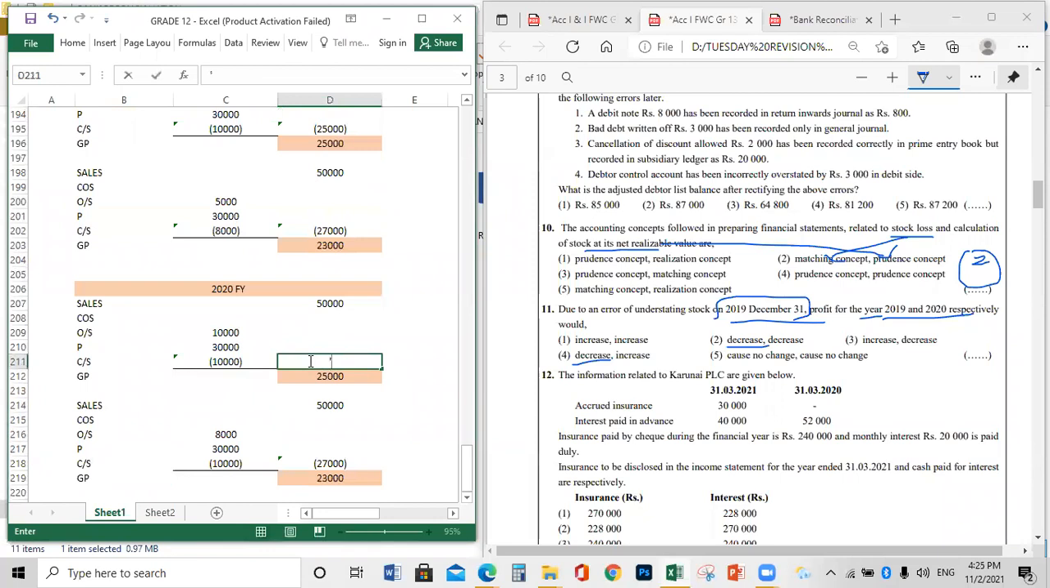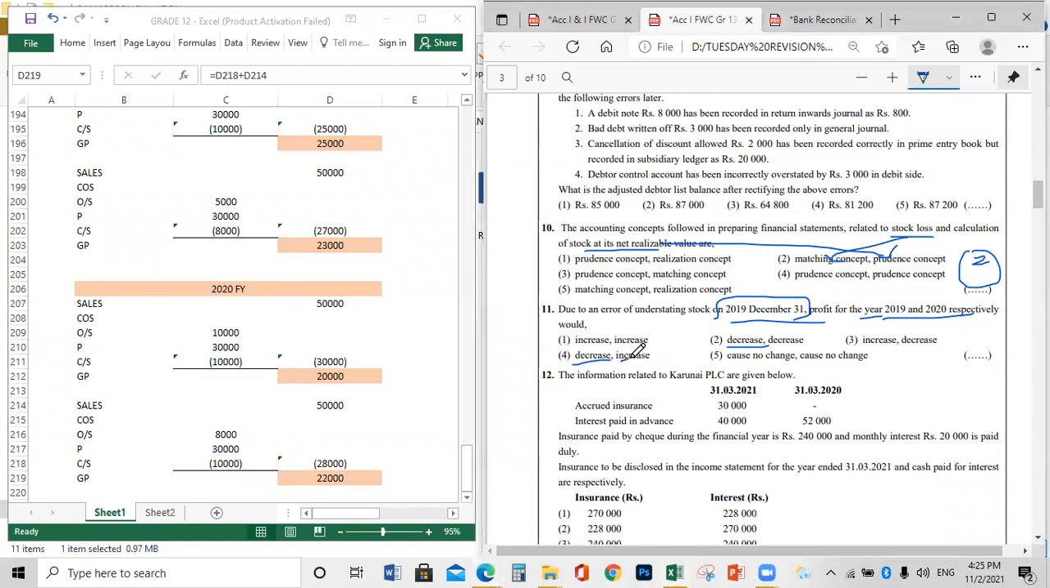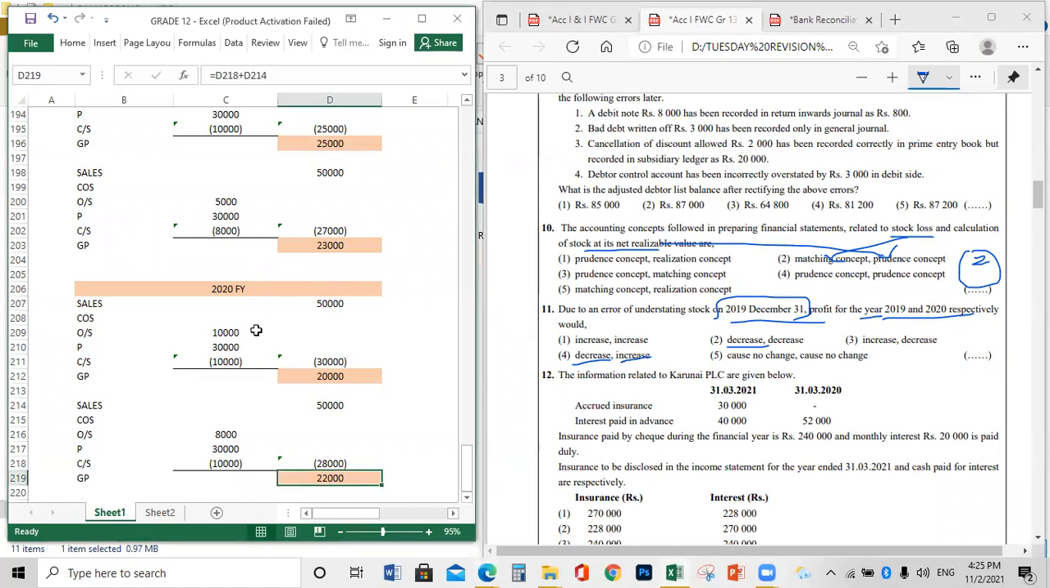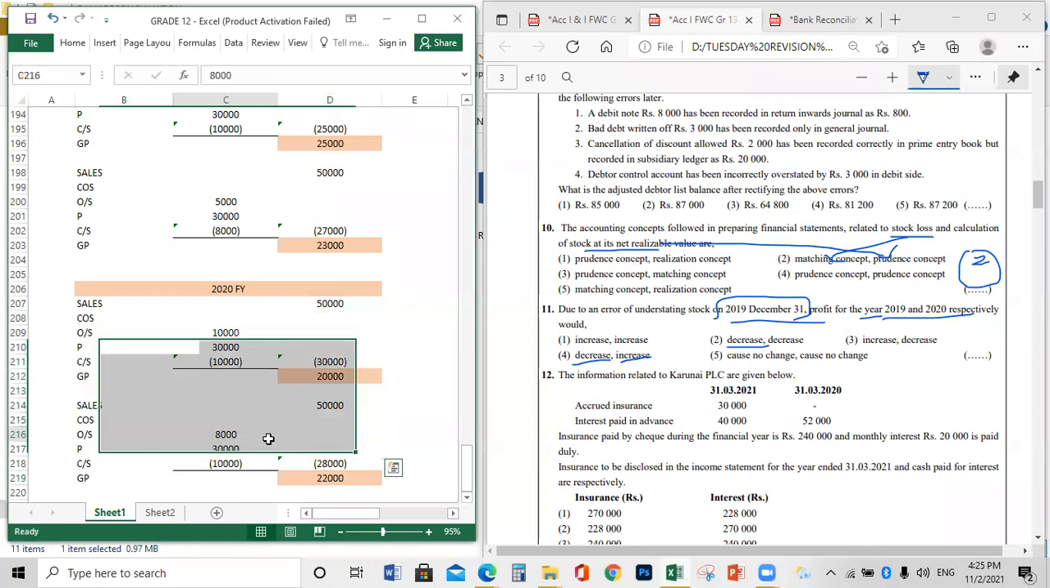Can you all quickly tell me how much is the cost of sales? 30,000 here. And here the cost of sales will be 28,000. Now what is happening to profit? What is happening to profit, guys? What's happening to profit in 2020? Yes, guys, in 2020, your profit is increasing. So guys, you can just put values and get the answer. In 2020 financial year, your profit is increasing.